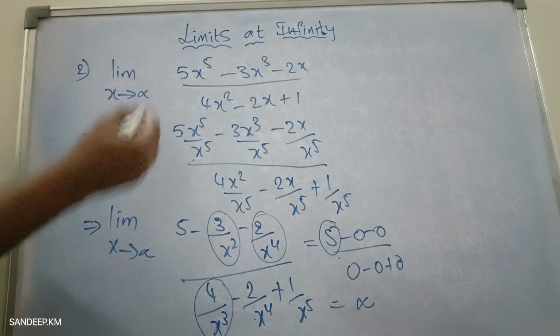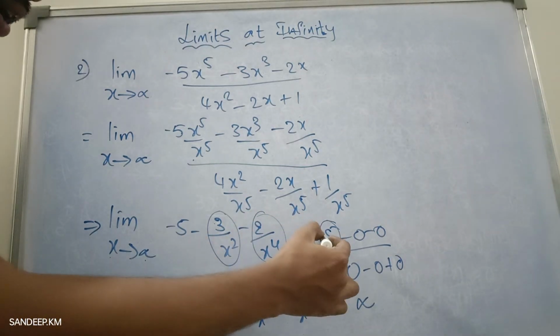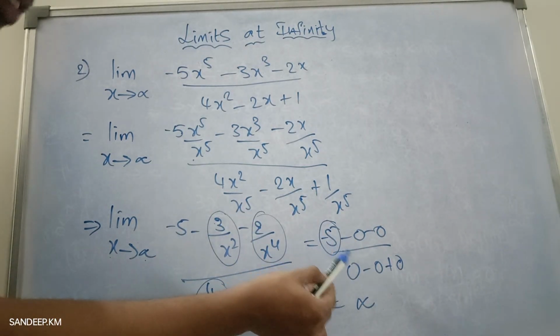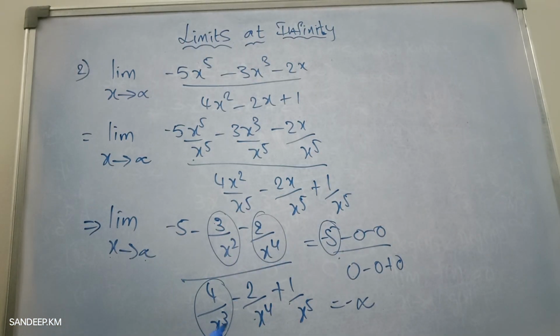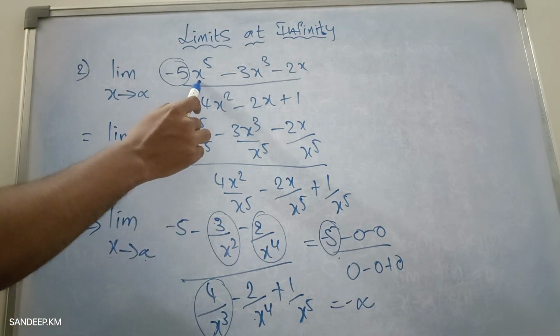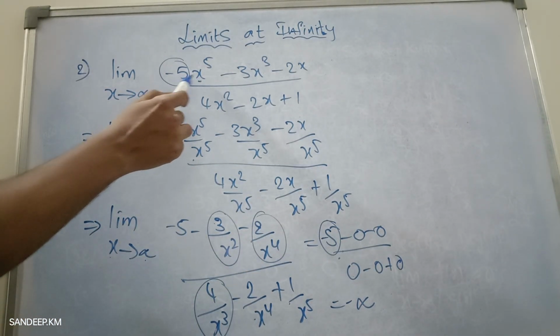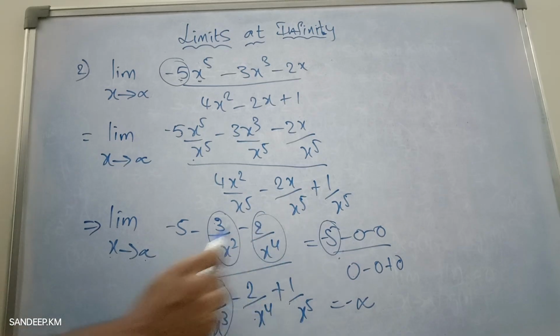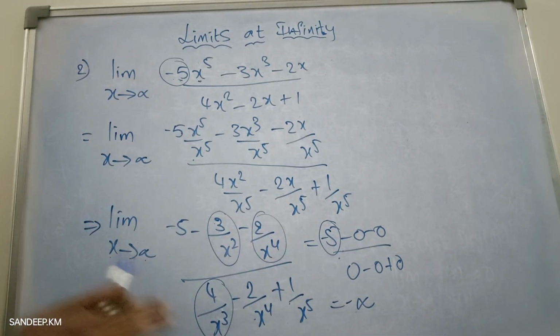What if the same question is like this, minus 5x power 5? Then here we could have got minus, here we could have got minus, then minus 5 by positive 0 will be minus infinity. So who will decide whether the answer is plus infinity or minus infinity? The coefficient of the highest power of x. He will decide whether the answer is plus infinity or minus infinity. If the coefficient of the highest power of x is positive, I will get plus infinity. If the coefficient is negative, I'll get minus infinity, but only in these models.